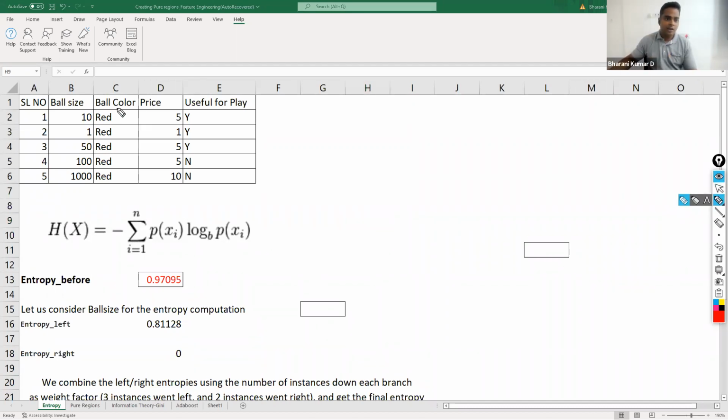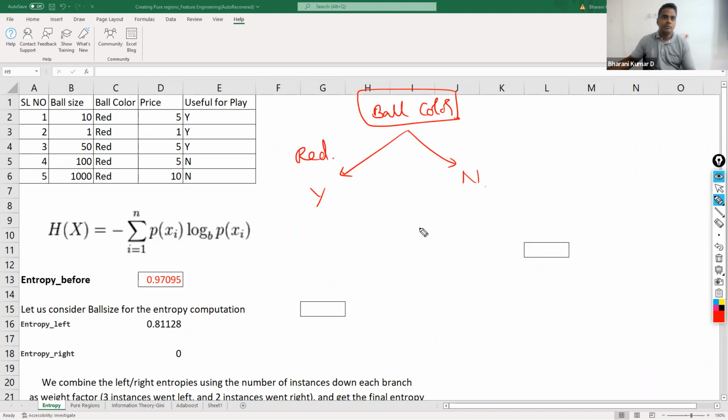One after another. So we have ball color, and what are the two classes that you have? Yes and no. Tell me, if it is red color, should it be yes or no? Why yes? We also have no for it. Either it is red color or not red color. That is what you'll have. I got your question, but first let's solve this.